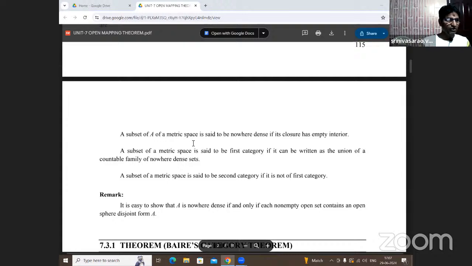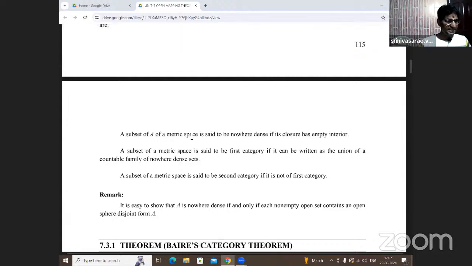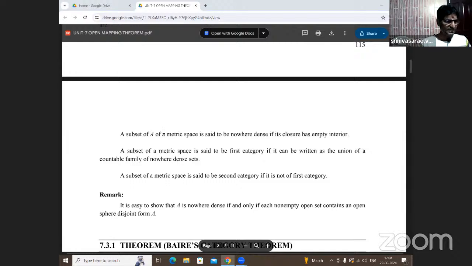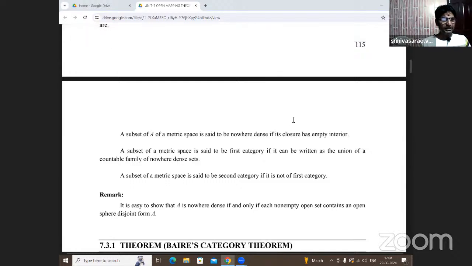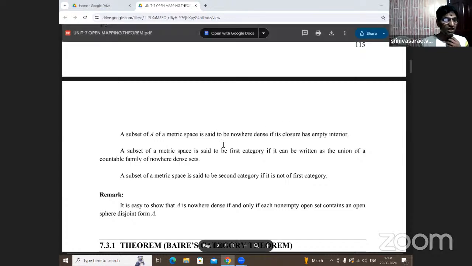Students, first of all we are taking any metric space here. A subset of the metric space is said to be nowhere dense. What is the meaning of nowhere dense? It means that the closure of the subset has empty interior. Suppose A is any subset; its closure is A bar. The interior of A bar equals empty. So that is called nowhere dense.